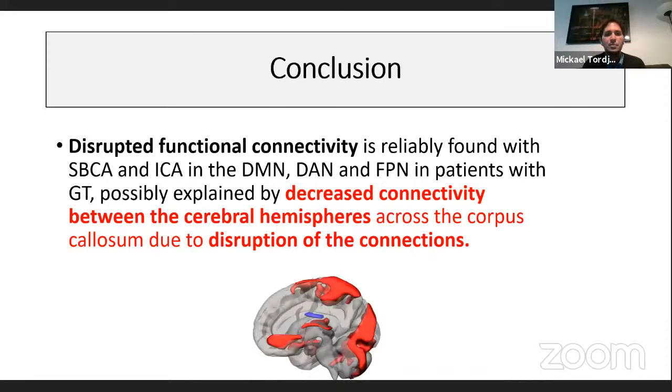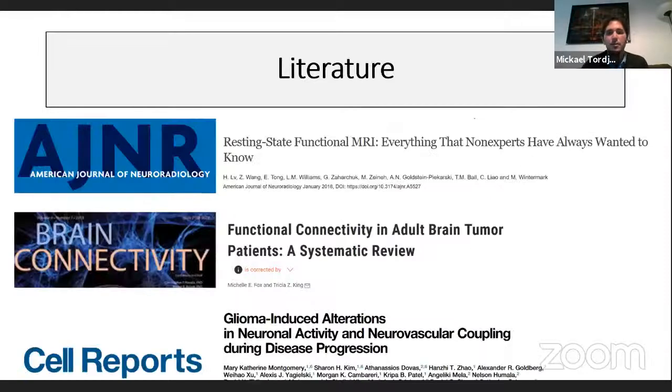In conclusion, the disruption of the functional connectivity is reliably found with seed-based connectivity analysis and independent component analysis. It's found in the three networks of interest, in particular in the default mode network, in patients with glial tumors, and it could be explained by the decreased connectivity between the cerebral hemispheres across the corpus callosum due to the disruption of the connections. These are some interesting articles on the subject.